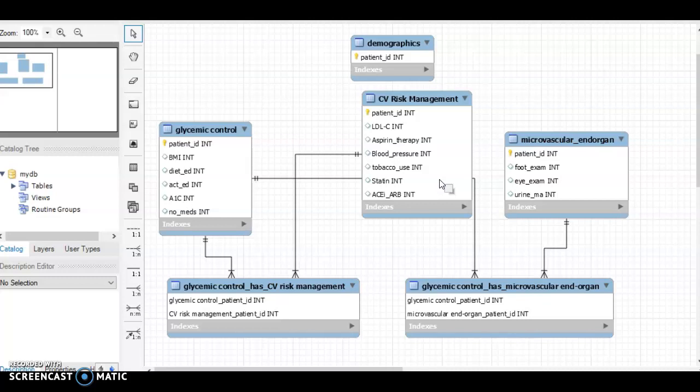unless there's a contraindication. To assess microvascular and organ damage, you want to make sure everybody has a foot exam every year, and then make sure they have a dilated eye exam and a microalbumin every year.